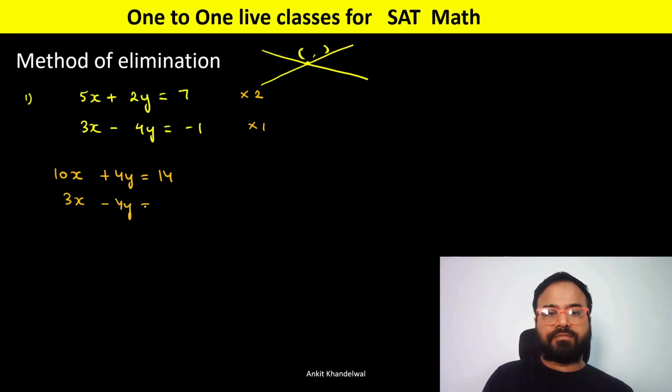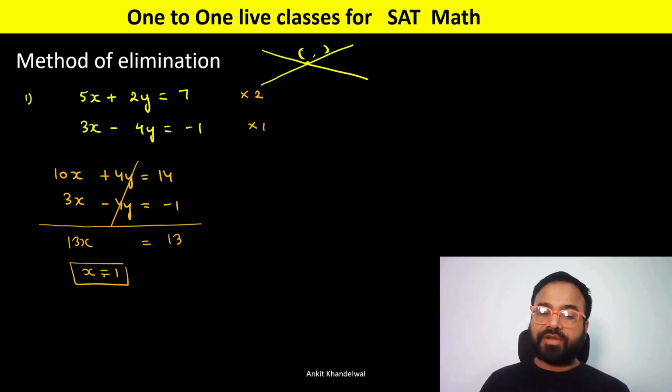3x minus 4y equals negative 1. Now you can clearly see that the signs are different. So if you simply add both of them, they will get cancelled, and 10x plus 3x is 13x. On the right hand side, 14 and negative 1 on adding, this will become 13. Dividing by 13 on both the sides, so x equals 1.